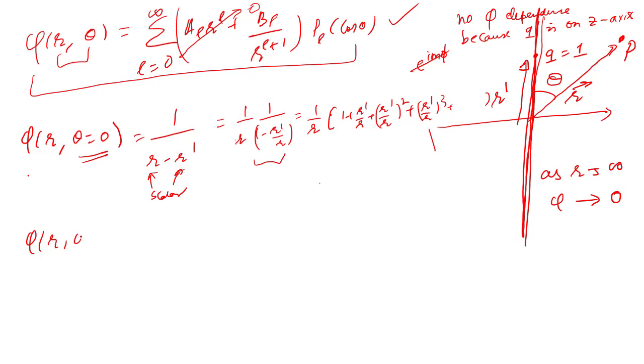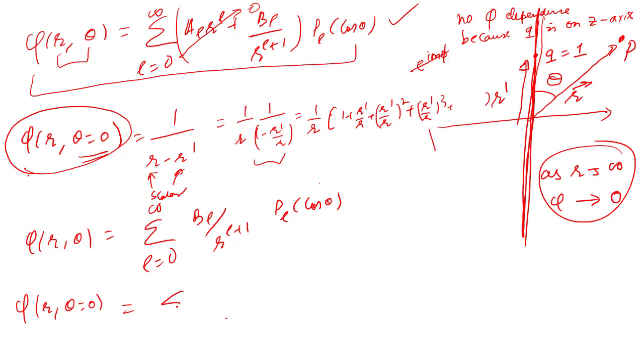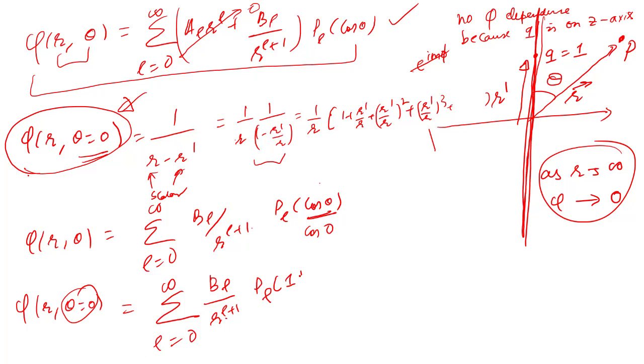Similarly, phi of r theta by applying the first boundary condition would be sigma L equal to 0 to infinity BL by r to the L plus 1 times PL of cosine theta. Then if we look at the boundary condition where we want phi of r and theta equal to 0, that means I would have to write sigma L equal to 0 to infinity BL by r to the L plus 1 times PL of cosine 0, because we're setting theta equal to 0 for this boundary condition. So that is just PL of 1.